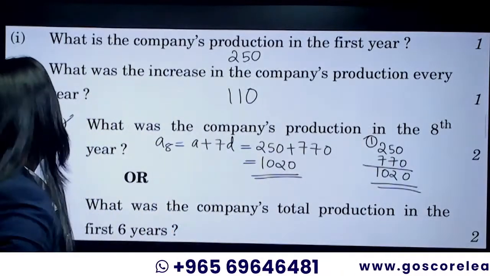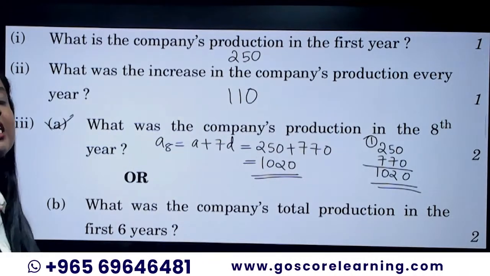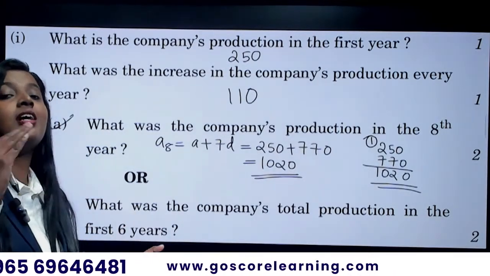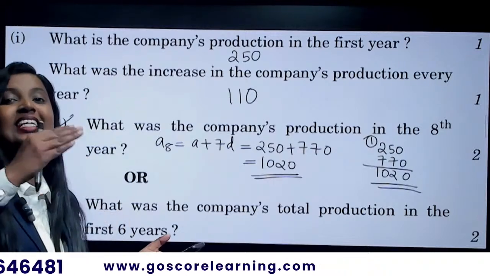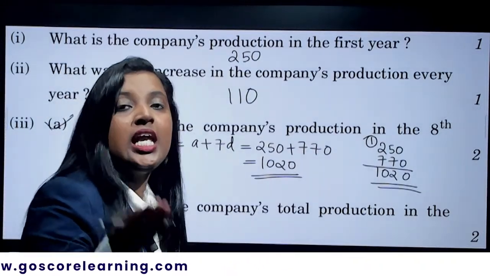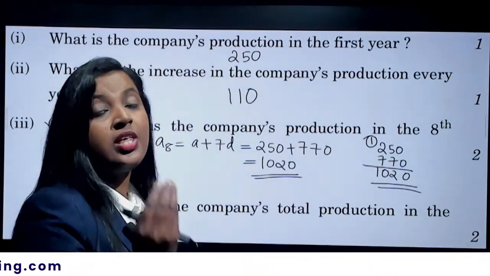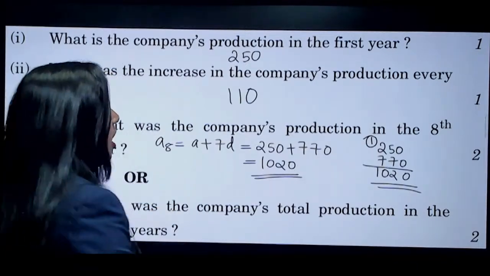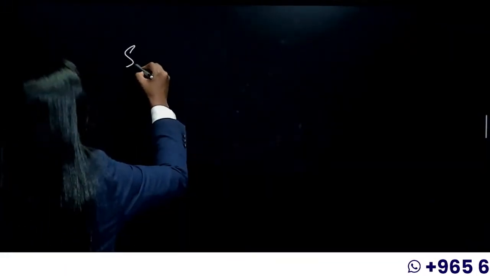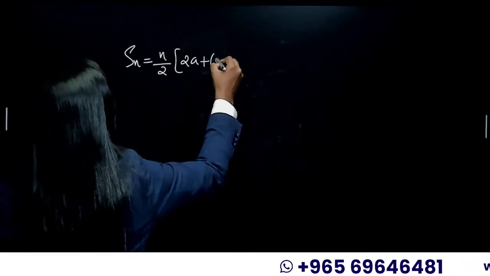The question is, what was the company's total production in the first 6 years? When they're asking about the total production in the first 6 years, are they asking about the 6th term? No. They are asking about the sum of the first 6 terms of the AP. So they are asking you to find S6. So S6 is equal to, what is Sn? Sn is equal to n by 2 into 2a plus n minus 1 into d.